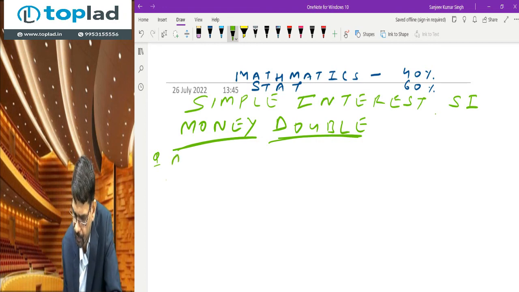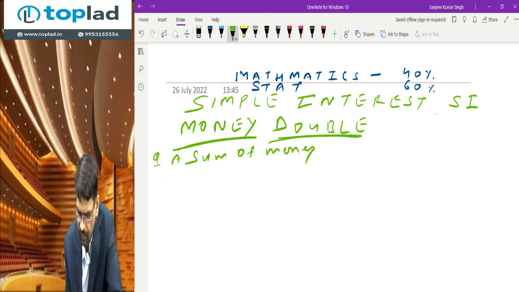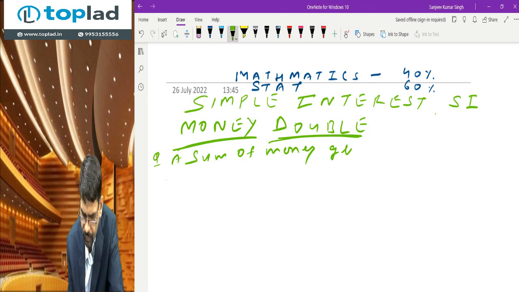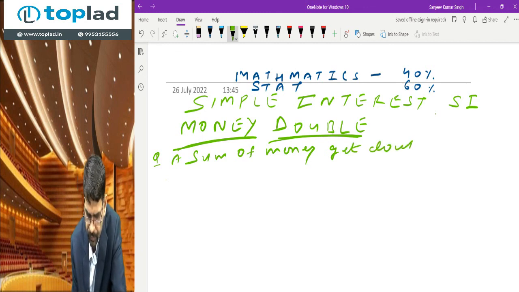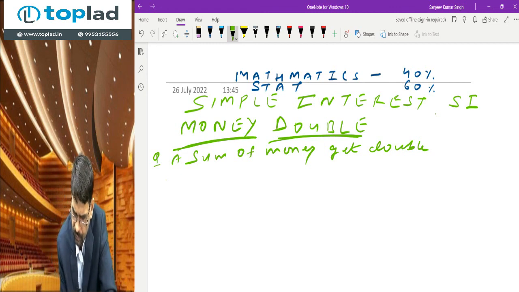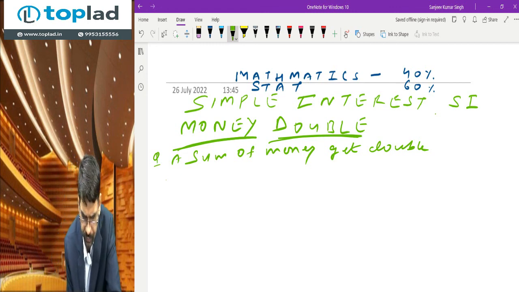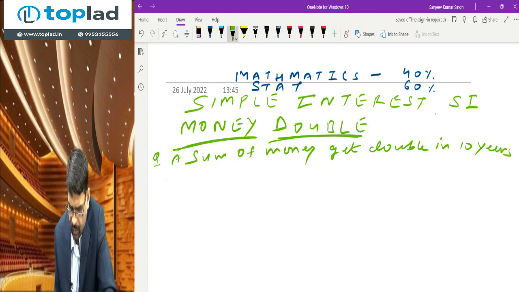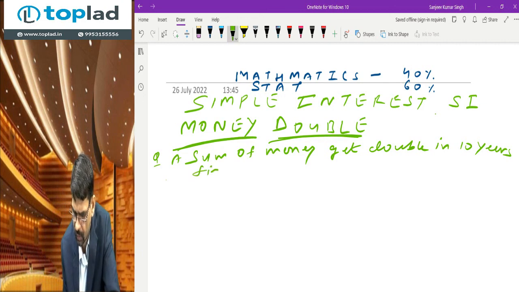Question like: a sum of money gets double in 10 years. Find the rate.